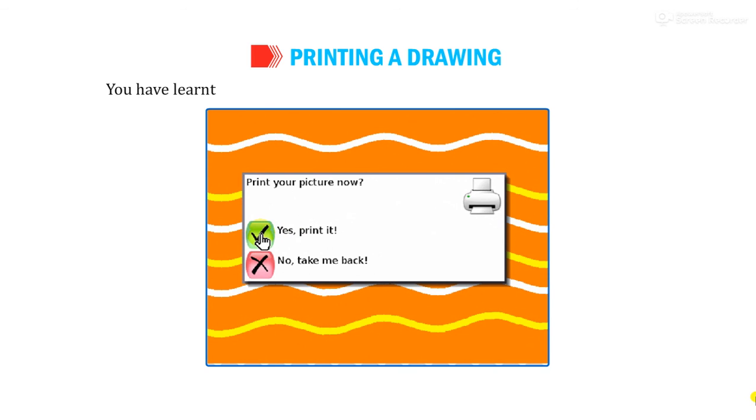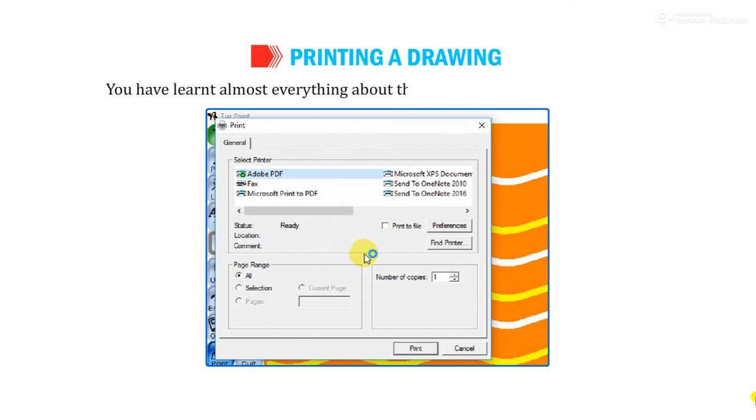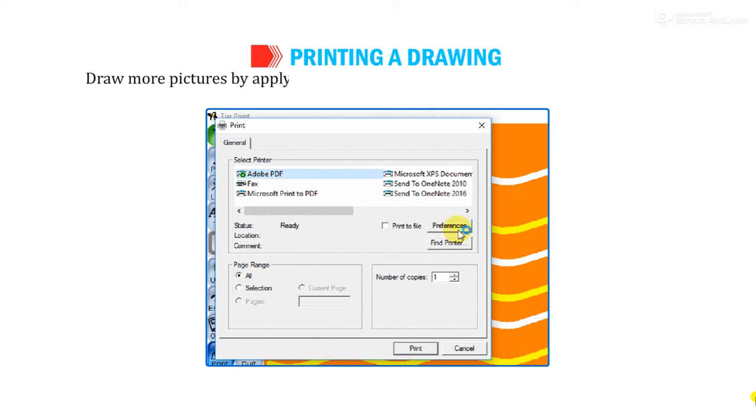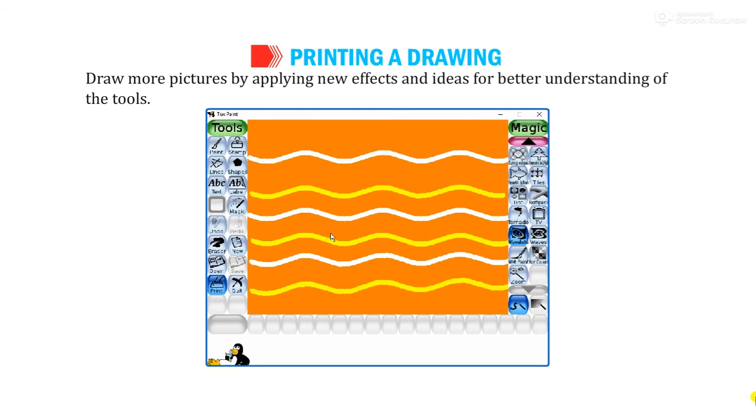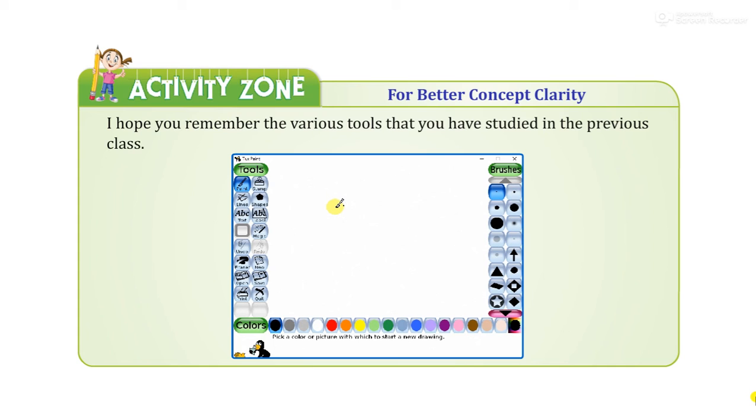You have learnt almost everything about the TuxPaint and its various tools. Draw more pictures by applying new effects and ideas for better understanding of the tools. Activity Zone for better concept clarity. Let us draw a scenery in a new blank canvas. I hope you remember the various tools that you have studied in the previous class.